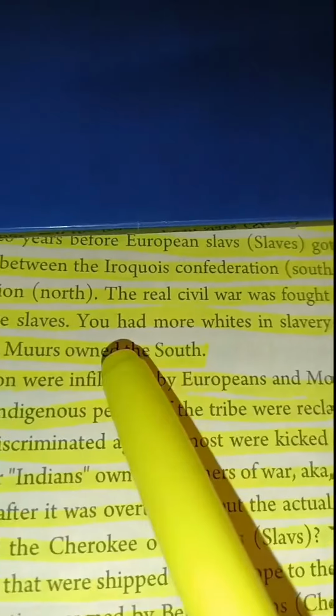Now brace yourself. The Civil War was between the Iroquois Confederation South versus the Powhatan Confederation of the North. Pause. So the Moors from Iroquois Confederation South was fighting against the Moors from the Powhatan Confederation of the North. The real Civil War was fought over land rights for mostly European slaves. You had more Europeans in slavery than so-called blacks in the South because Moors owned the South.